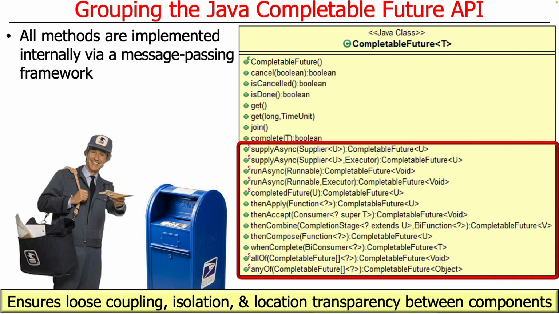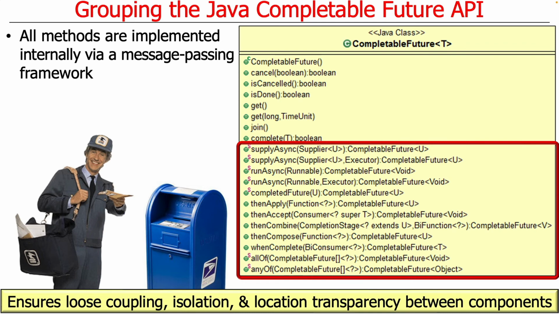All the methods that we've talked about, be they completion stage methods or factory methods or basic methods or whatever, they're all implemented internally using a message passing framework. If you take a look at the source code of the Java CompletableFuture framework, which is really fun, and we'll actually take a look at part of it later, you'll see that it basically creates messages. These method calls create messages, and they get passed around and queued up and run and so on.